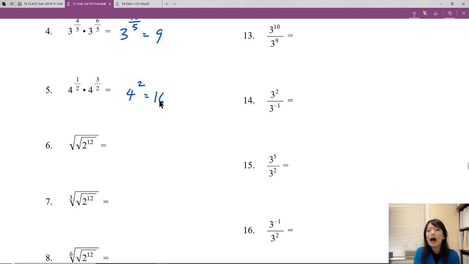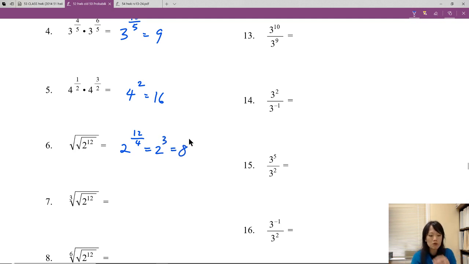Answer is 16. How do you do the root of a root? So the root of the root just becomes a what? You put those indices together. So it's actually 2 to the power of 12 over 4. This 2 times 2 comes together on the bottom. So it becomes 2 to the 3rd, which is 8. Okay, next one.